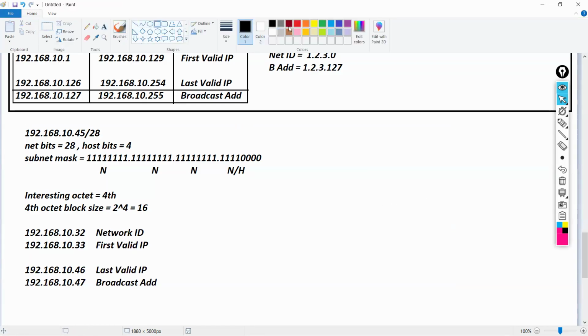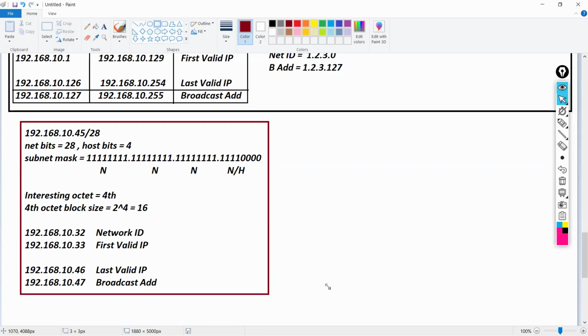So the approach is clear to everyone? Yes or no? Clear to everyone? Online people? Yeah, only host. Block size will always come from host bits. Okay. All right, let's take a different type of example.